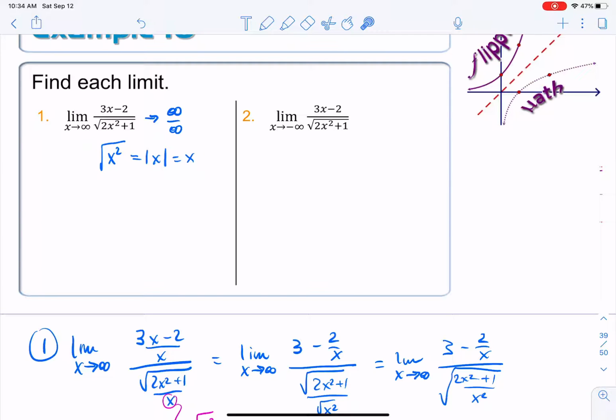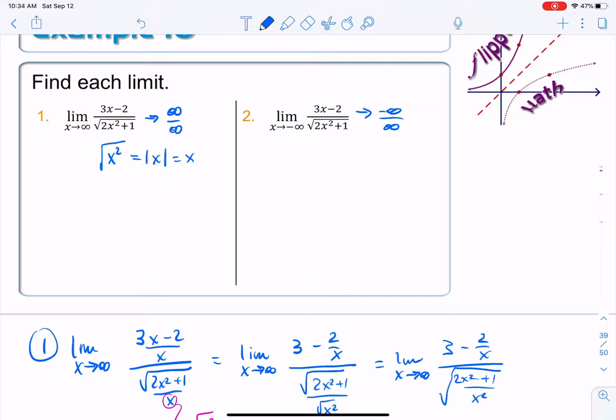Direct substitution. So I'd have 3 times negative infinity, negative infinity minus 2, it's negative infinity. And then down here on the bottom, when I square that negative infinity, it's positive infinity times 2 plus 1. Take the square root, it should be a positive number. What's a negative divided by a positive? Should be a negative, right?